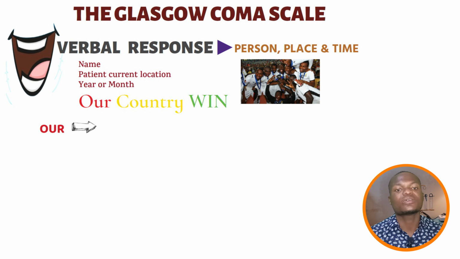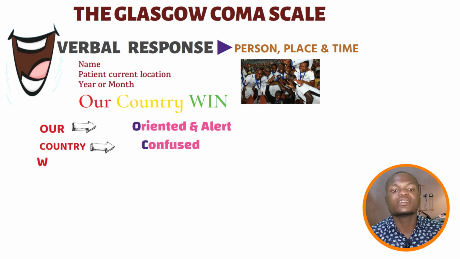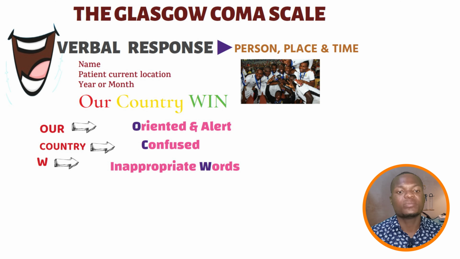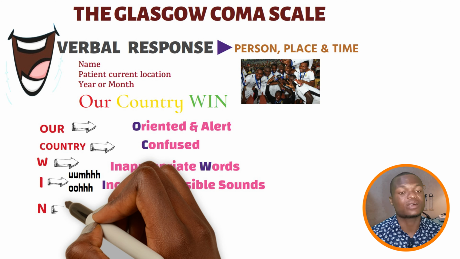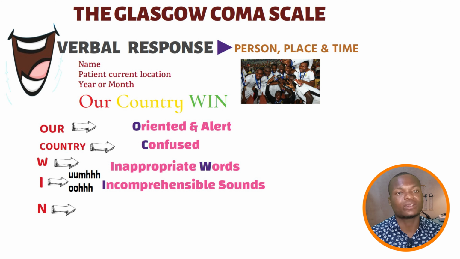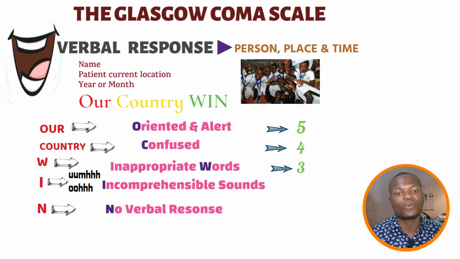So if the patient answers all questions correctly, it means the patient is oriented. If the patient answers either of the questions wrongly, the patient is confused. If the patient says words that do not relate to the question, the patient is giving inappropriate words. And if the patient is responding with sounds like ooh and ah, the patient is giving incomprehensible sounds. And if there is no response at all, the patient is giving no verbal response. So the patient is awarded 5 for oriented, 4 for confused, 3 for inappropriate words, 2 for incomprehensible sounds, and 1 for no verbal response.